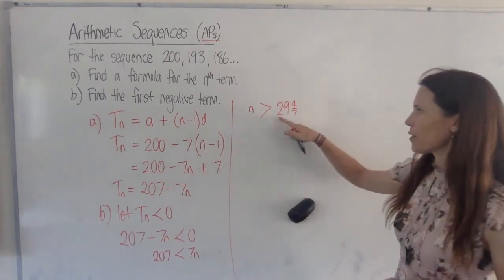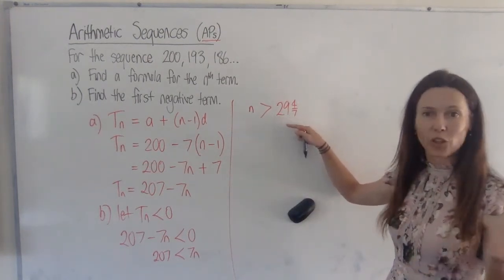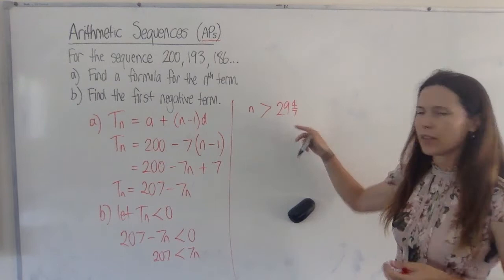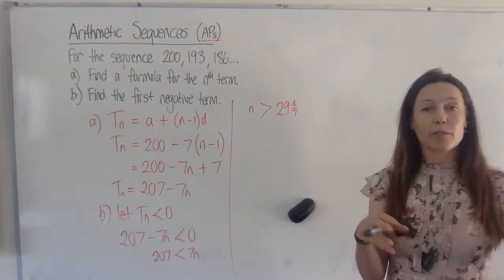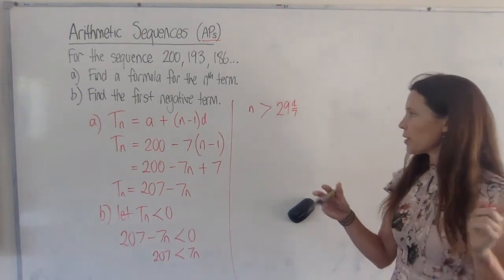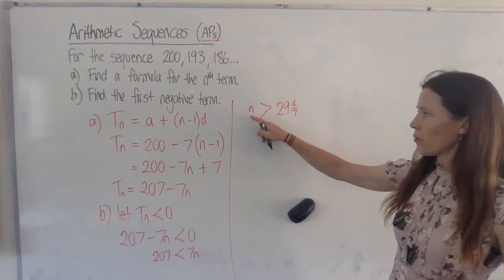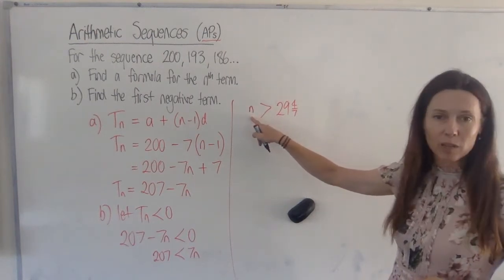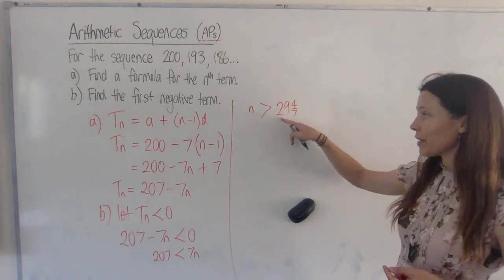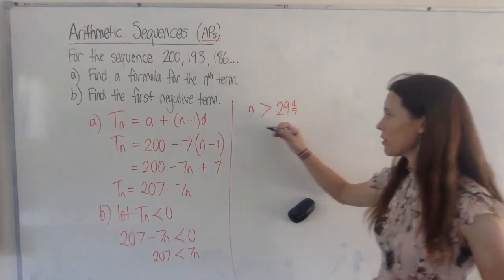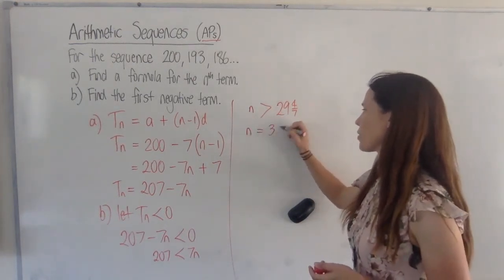Now, can you have the 29 and 4/7 term? No, you can't. You've got the 29th term, and then you've got the 30th term. So stop and think here. Which term is the one we want? Well, we need n to be a whole number, and we need it to be bigger than 29.47. So we need n to be 30.